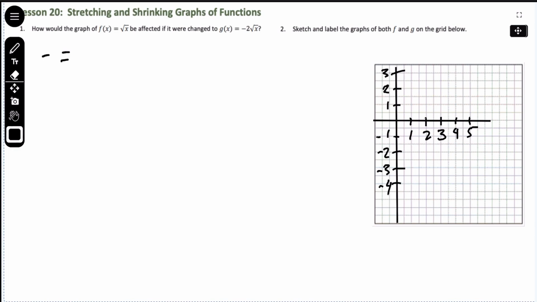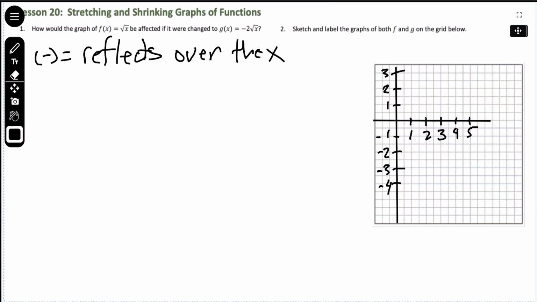So that negative reflects over the x-axis. Now that 2 is going to be a vertical stretching, let's call it VS, of a factor of 2. It's a vertical stretching of 2. Okay. So that's how you're going to know what to do with your square root of x function.